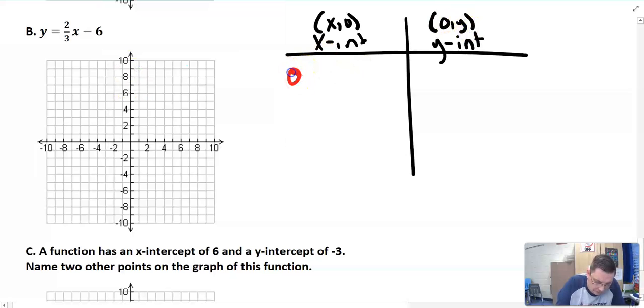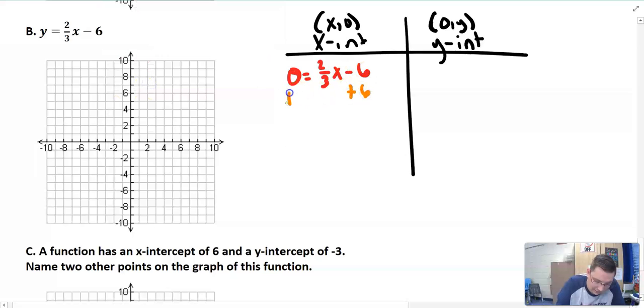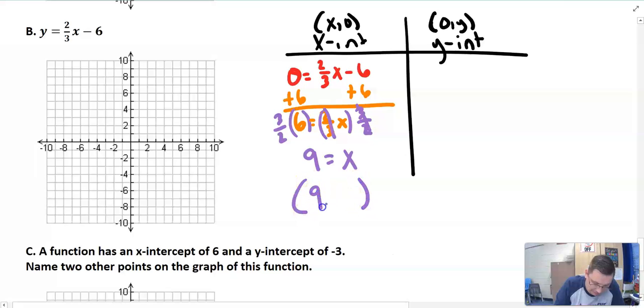So 0 is equal to 2/3 x minus 6. This one's going to take a little bit of work to solve, so we're going to add the 6 first. And so we get that 6 is equal to 2/3 x. And then we're going to multiply both sides by the reciprocal. And remember, the reciprocal is the flip of the fraction. And so that's going to be 3/2. This cancels this. And so x is equal to what? 3 times 6 is 18, divided by 2 is 9. So x is equal to 9, meaning my x-intercept is at 9, 0. So that point is there.